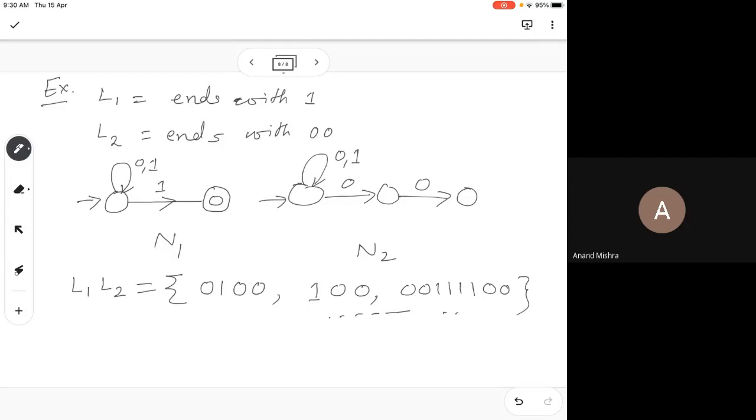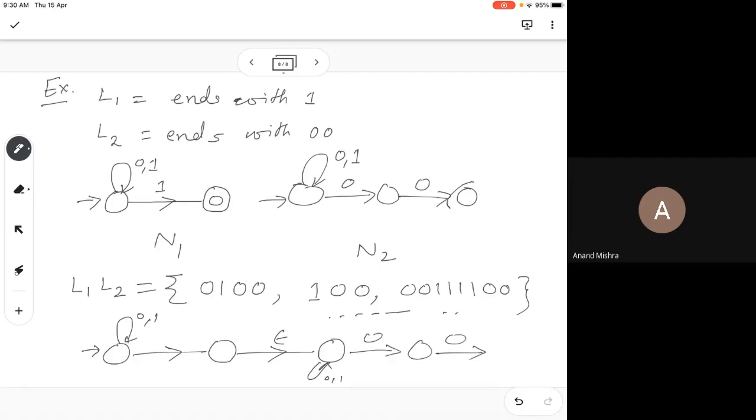We said our construction logic is that our start state remains the same. This state we may connect to the start state of the next NFA. And this is the same, 0, 1. And then we have 0, then we have another 0. The final state is here.